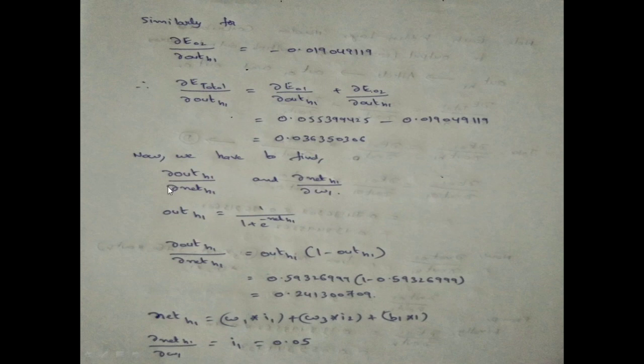Now we know that the output value of the hidden neuron 1 is given by the activation function, 1 by 1 plus e power minus the net input to hidden neuron h1. Differentiating this, we get the output value at h1 into 1 minus the output value of h1. This finally gives us 0.241300709. Also, we know that the net input value at hidden neuron h1 is the weight W1 into I1 plus weight W3 into I2 plus the bias B1 into 1.